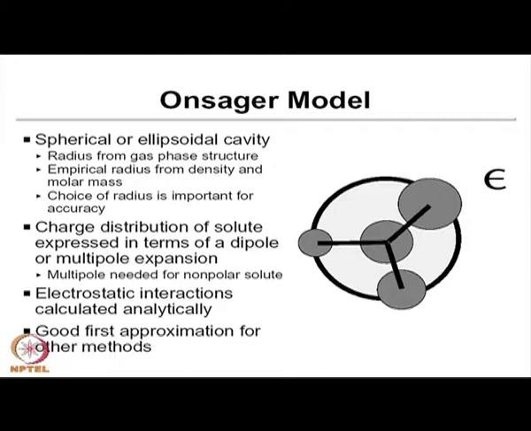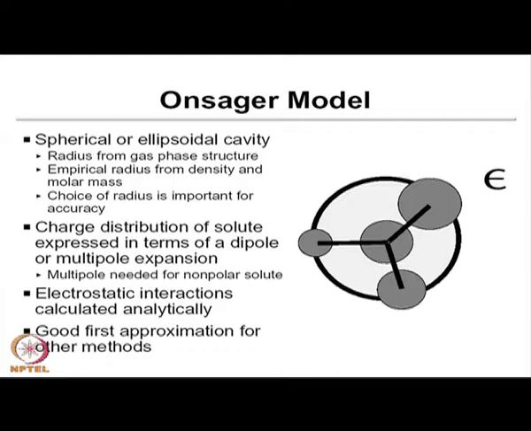It uses a spherical or ellipsoidal cavity, with the radius taken from the gas phase structure of the molecule, or an empirical radius from density and molar mass. The choice of radius is important for accuracy. The charge distribution of the solute is expressed in terms of dipole and multipole expansion, and especially multipole expansion is needed for non-polar solutes. Dipole means two poles, plus and minus; multipole means more than two. Okay. And the electrostatic interactions in this case are calculated analytically.